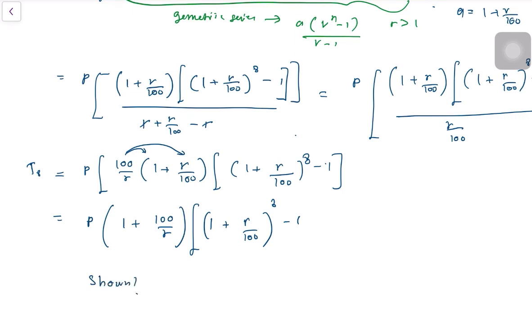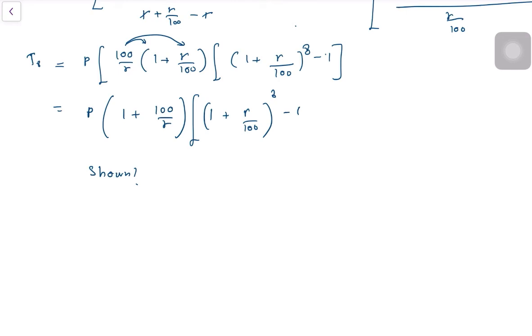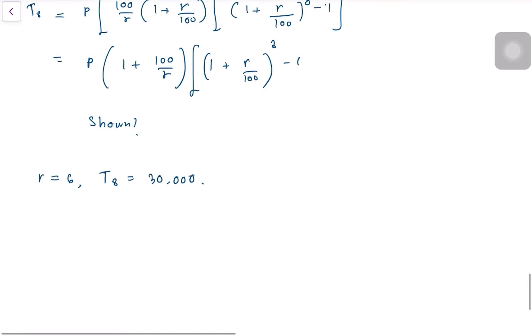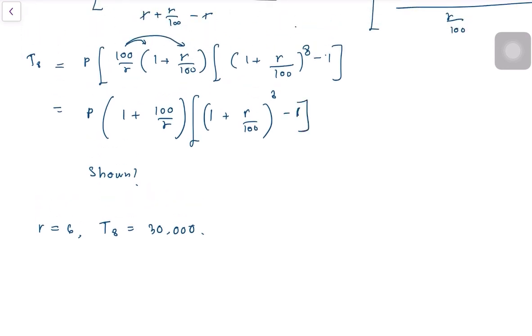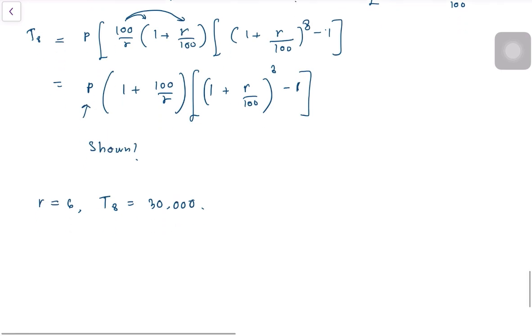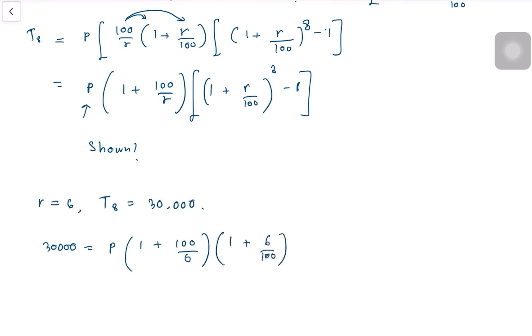Okay, then the next thing is we would like to find the amount at the end of the 8 years. Okay, so the amount which must be kept in order to get 30,000 for 8 terms. Given that we have 6% interest, our r value should be equal to 6, and our T8 is equivalent to 30,000. So therefore we're going to use this expression in order to find the value that should be kept, which is the value of p. Which means we should have 30,000 equals p times 100 over 6, times 1 plus 6 over 100 to the power of 8 minus 1.